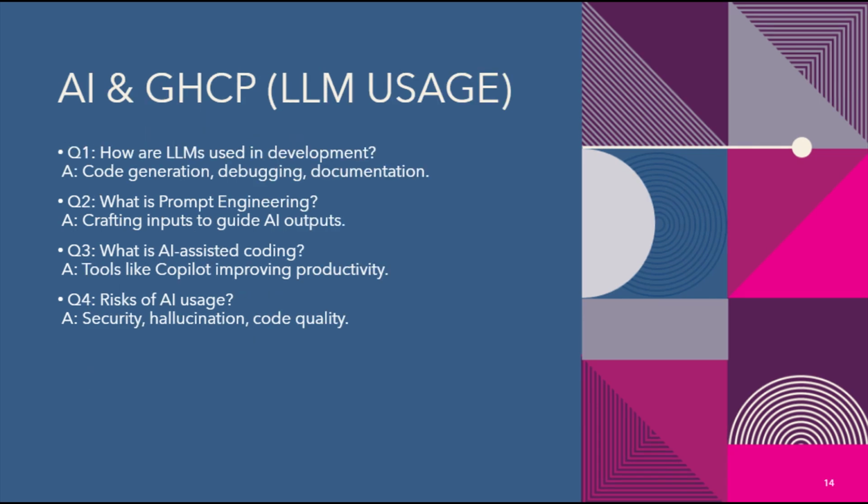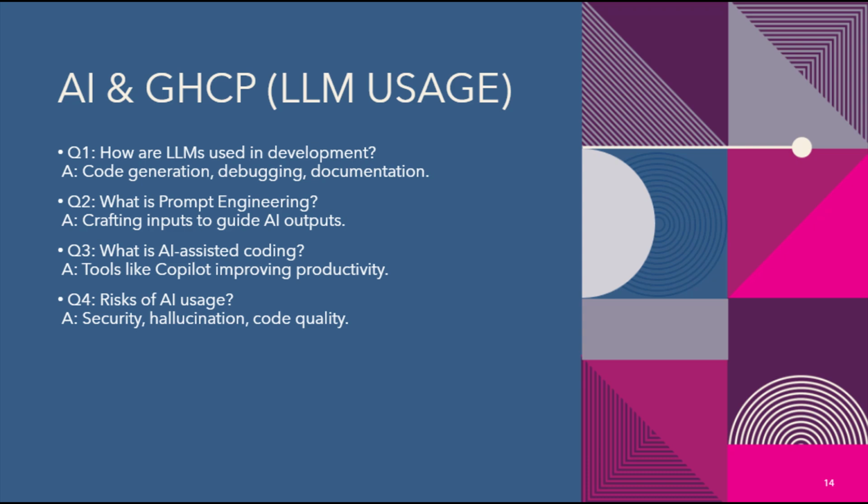AI and GHCP, LLM usage. This JD also highlights AI-assisted development and LLM usage, which is increasingly relevant in modern engineering roles. LLMs can be used for code generation, test case creation, debugging assistance, documentation, and improving developer productivity. Prompt engineering means giving clear and structured instructions to the model so that the output is more accurate and useful.